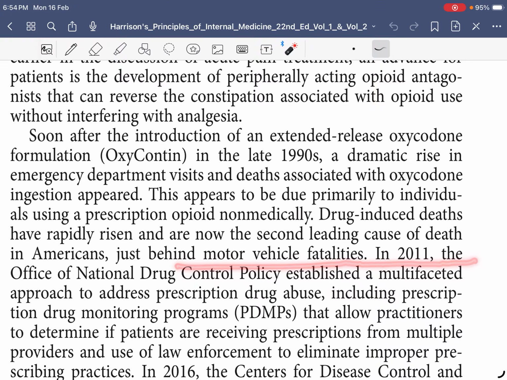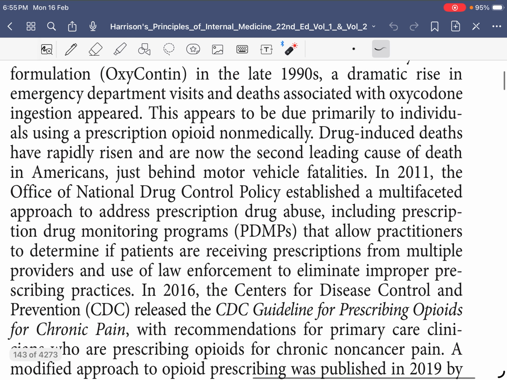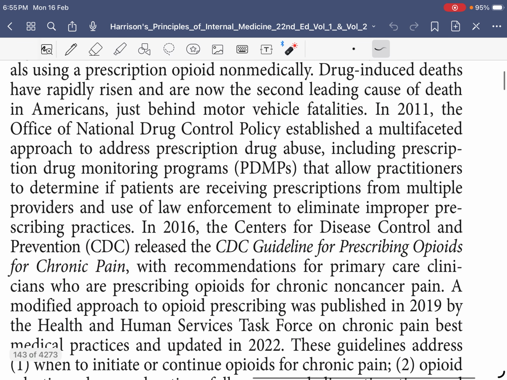In 2011, the Office of National Drug Control Policy established a multifaceted approach to address prescription drug abuse, including a prescription drug monitoring program, that is PDMP, that allows practitioners to determine if patients are receiving prescriptions from multiple providers, and the use of law enforcement to eliminate improper prescribing practices. In 2016, the Centers for Disease Control and Prevention, that is CDC, released the CDC guideline for prescribing opioids for chronic pain with recommendations for primary care clinicians who are prescribing opioids for chronic non-cancer pain.